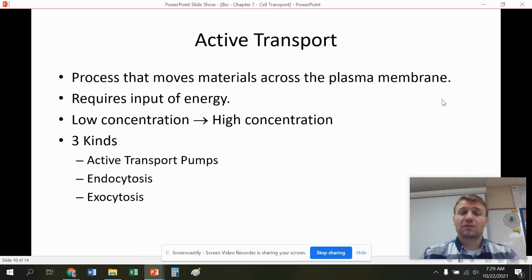All right, so that's done with passive transport. Moving on to active transport. This is when you're usually moving molecules across a plasma membrane. This requires the input of energy, and sometimes this is from areas of low concentration to a high concentration. But the main thing here is we're using energy to move materials around the cell. Three kinds of active transport we're going to talk about in here: active transport pumps, endocytosis, and exocytosis. Endo and exocytosis are pretty easy because they sound like what they do.